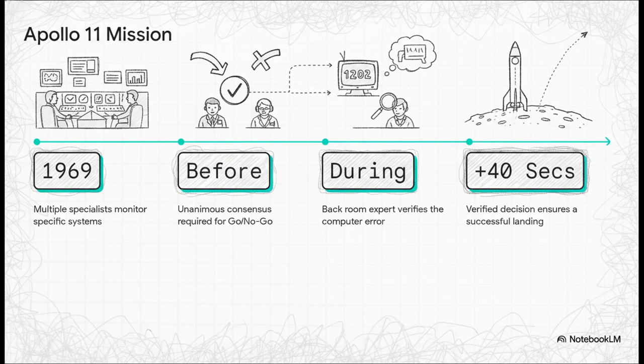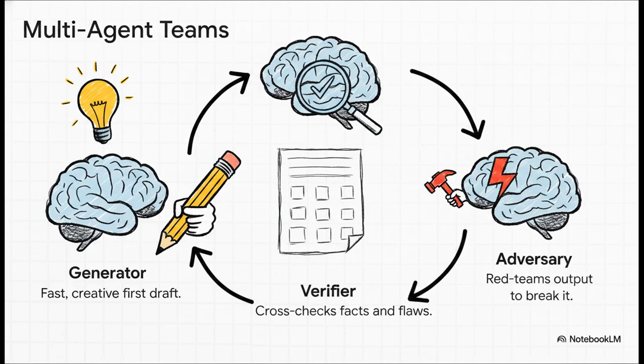When that terrifying 12:02 computer alarm blared during the lunar descent, flight controller Steve Bales didn't just guess. He relied on a backroom expert, Jack Garman, to instantly verify the error was manageable. Literally no single person made a critical call without verification from the group. That, right there, is the definition of earned confidence. We can build a machine-speed version of this using multi-agent architecture.